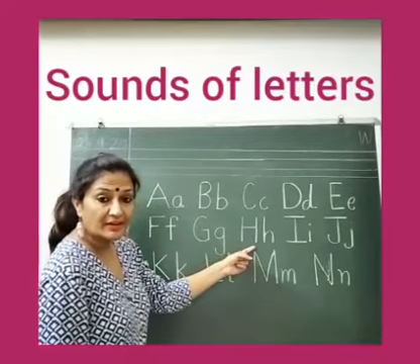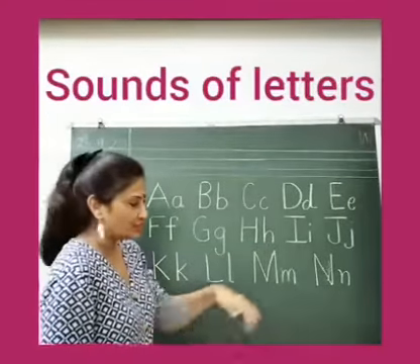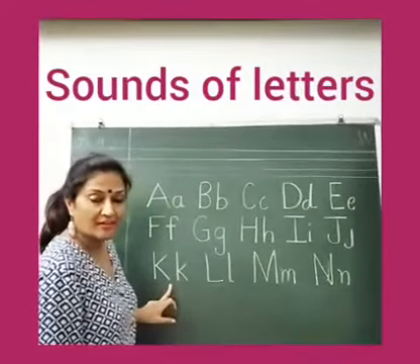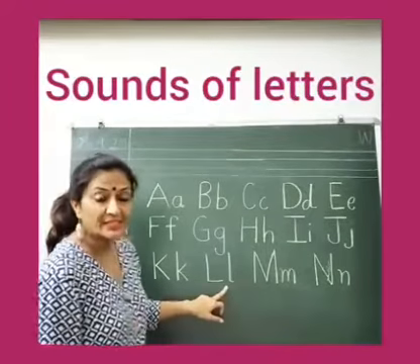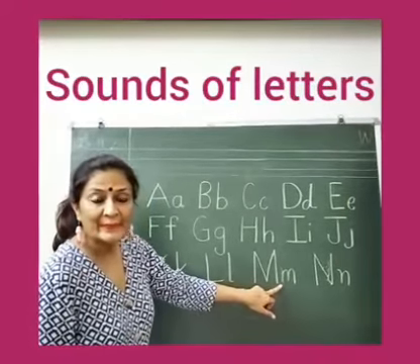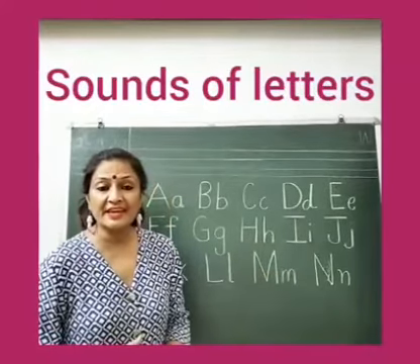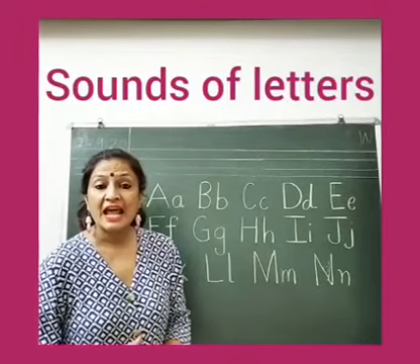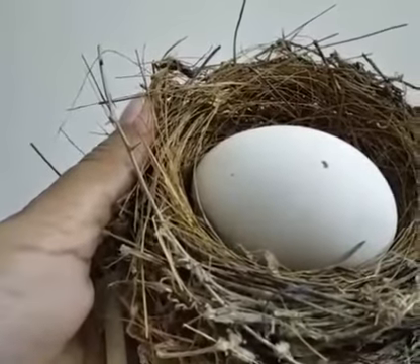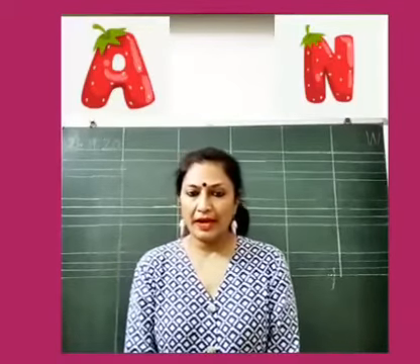H says H, as in hen. I says I, as in insect. J says J, as in jug. K says K, as in kite. L says L, as in lamp. M says M, as in monkey. N says N, as in nest. Now we will write letters A to N.